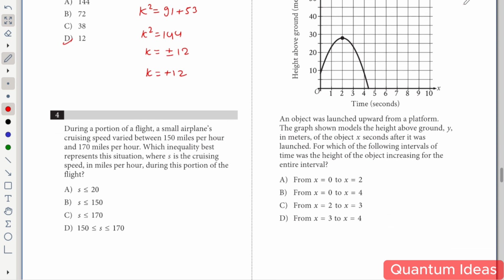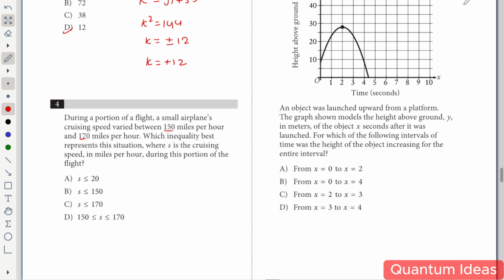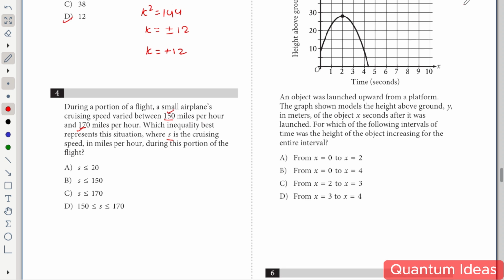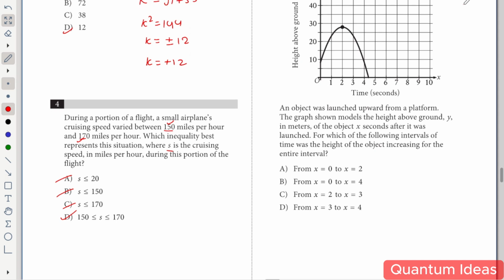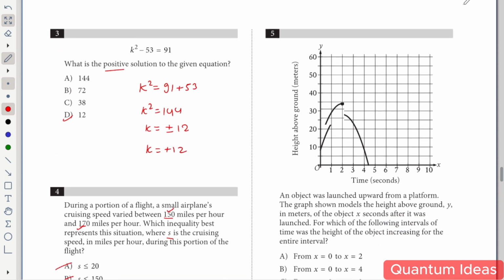During a portion of a flight, a small airplane's cruising speed varies between these two values. Which inequality best represents the situation where S is the cruising speed in miles per hour during this portion of the flight? So S lies between this and this. This can't be, and this can't be, right? So this must be our answer because S lies between 150 and 170. Let's move to number 5.